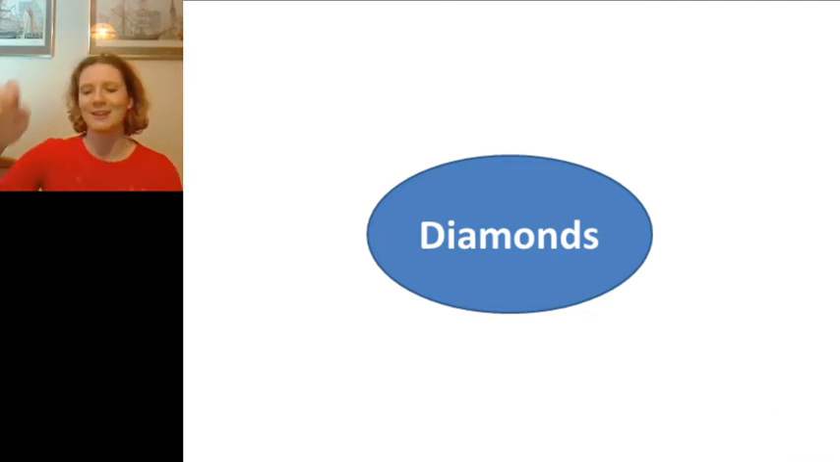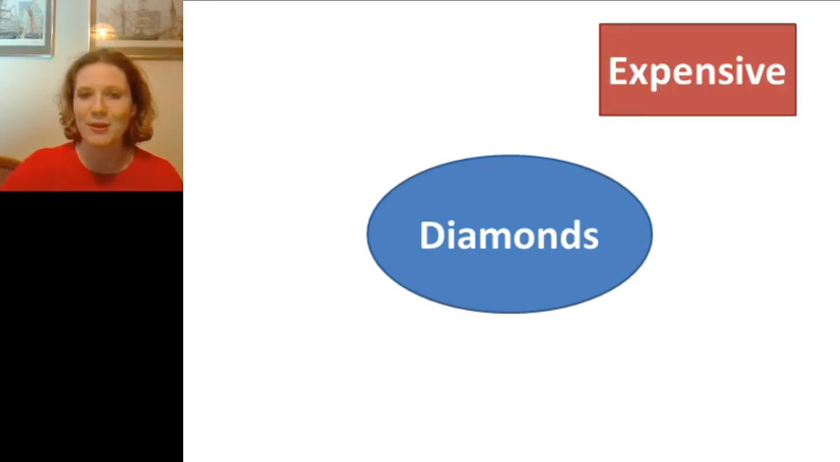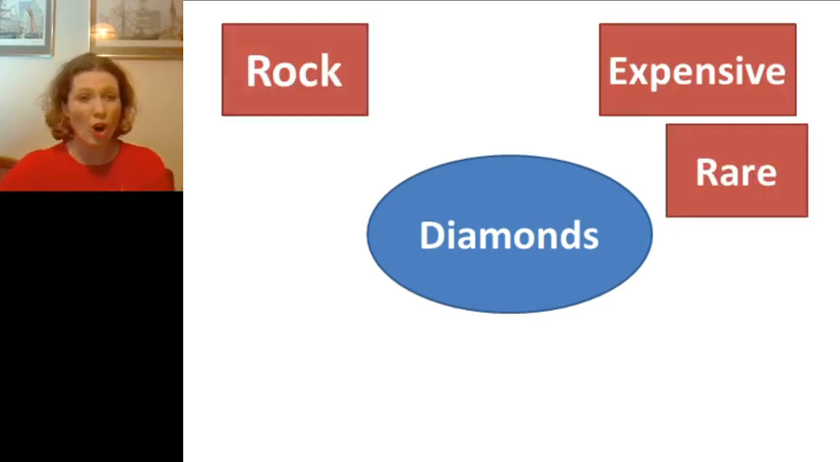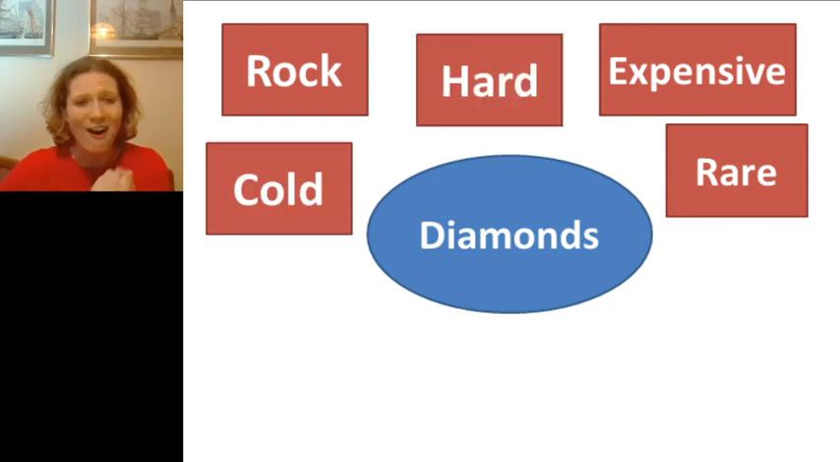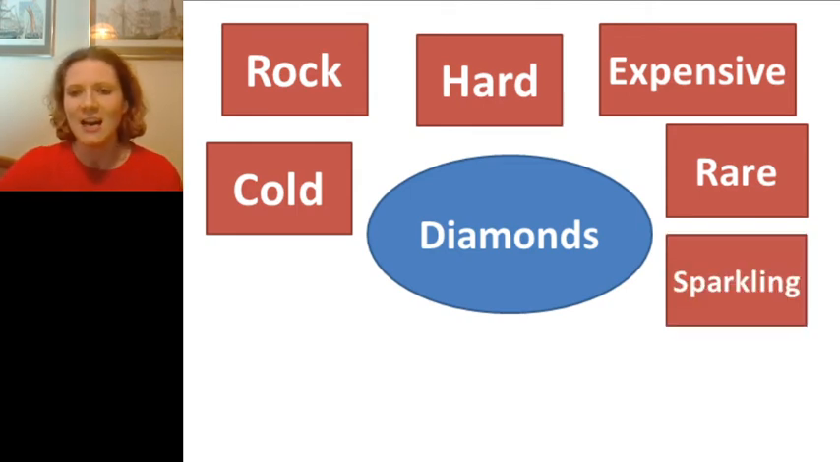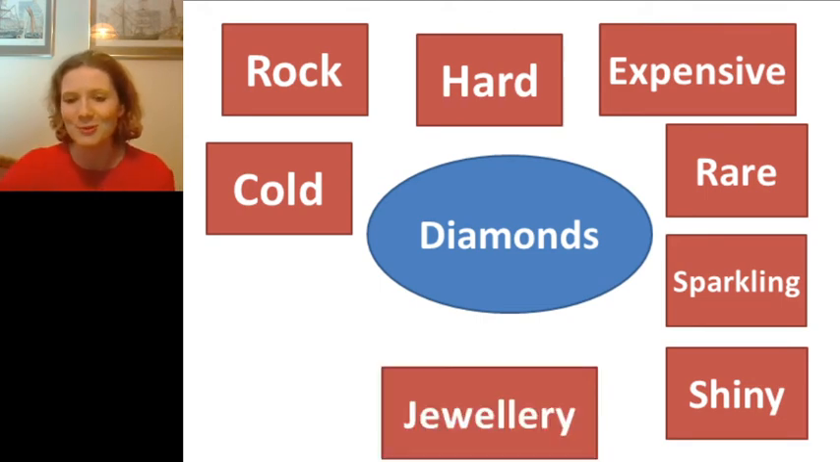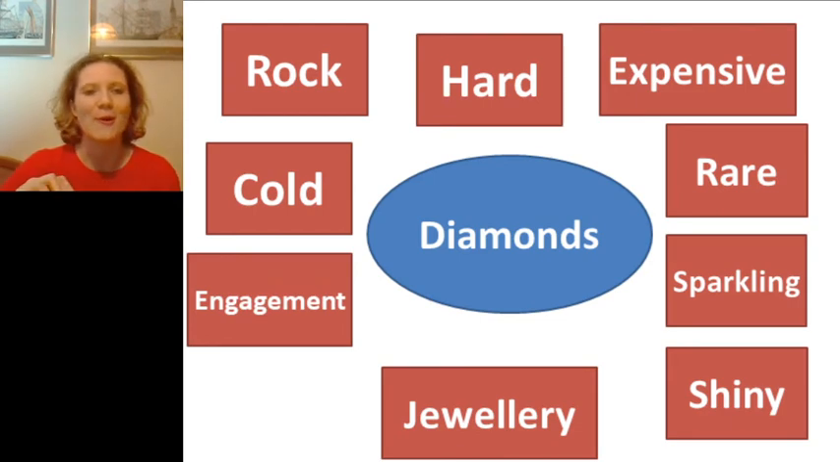Okay, let's see. You may have completely different ones, but these are the ones I came up with. Diamonds are expensive, they're rare, they're a rock, which means they're cold and they're hard. Diamonds are the toughest. I think it's literally the toughest substance on earth. But they're also sparkling, they're shiny, so they're quite beautiful in a way. Quite often you get diamond jewelry, which led me to think about engagement rings. You might associate diamonds with romance and engagement rings and marriage.